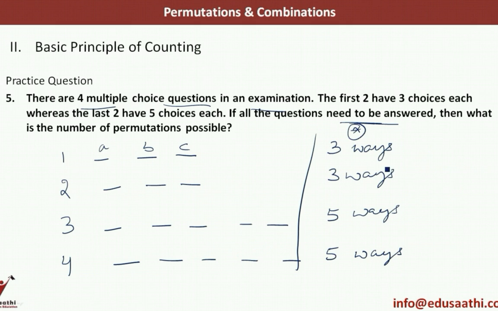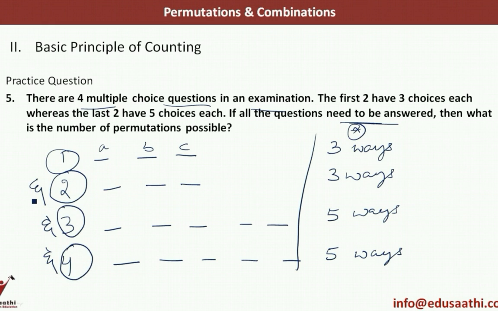So what are the total number of ways? Now here a lot of people get confused. What they end up doing is they end up adding these numbers, which is not true. Why is it not true? Because here it is given that all the questions need to be answered. It means that I have to answer the first question, and I have to answer the second question, and I have to answer the third question, and I have to answer the fourth question. So I am using "and" here.